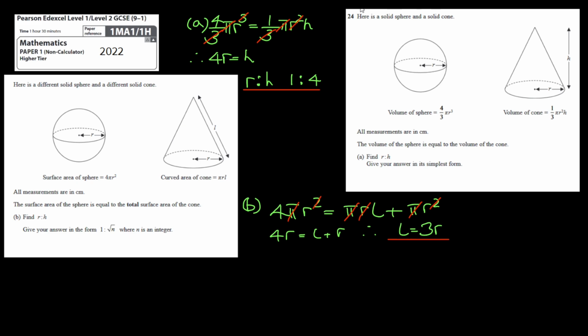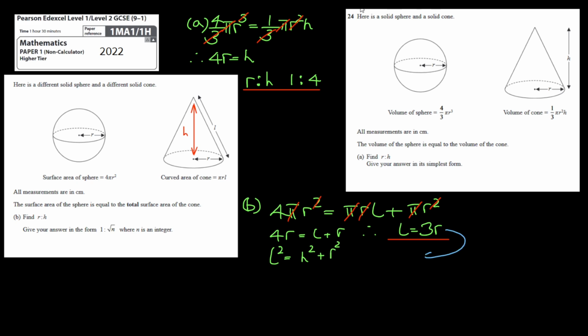And that's the first important result. But we don't want l, we only want r and h. We need an equation to convert l into h. Well, I think you can see we do have an equation that links r and l and h, and that's the Pythagorean relationship between those three distances. So I can say that l squared must equal h squared plus r squared.